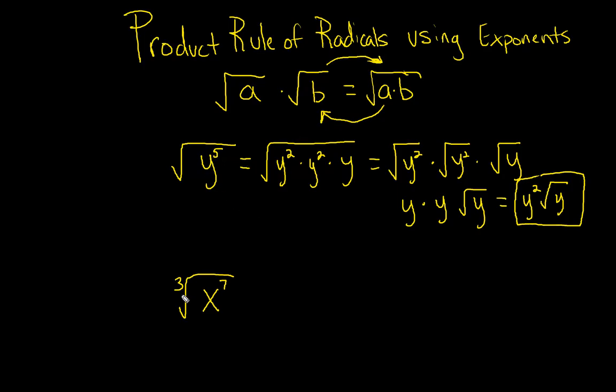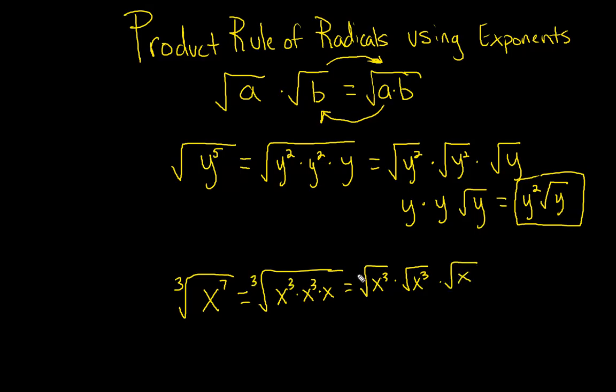Looking down here, but now instead of a square root, our index is a cube root. But we can do the same thing. We can break this down into perfect cubes using our property of exponents. So we have x to the third times x to the third times x. And of course, if we rewrite that, that's the cube root of x to the third times the cube root of x to the third, and then times the cube root of x.